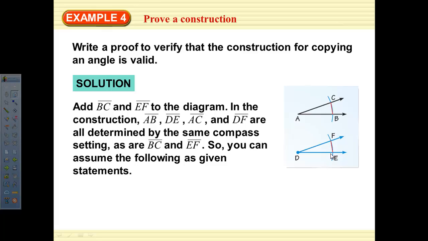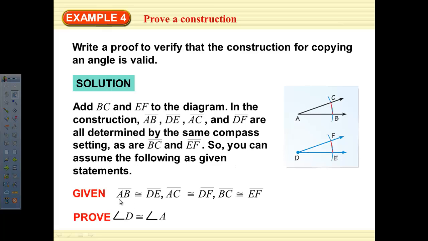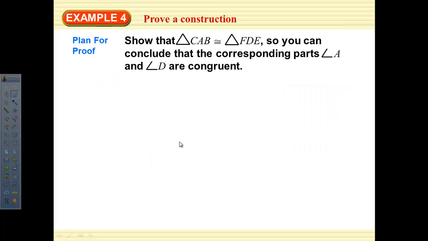And since the two triangles are congruent by side, side, side, that means that these two angles that are created have to be congruent as well. So again, we have all three sides congruent. We want to prove the two angles are congruent. So we prove the triangles are congruent, and then we prove that the angles are congruent by CPCTC.